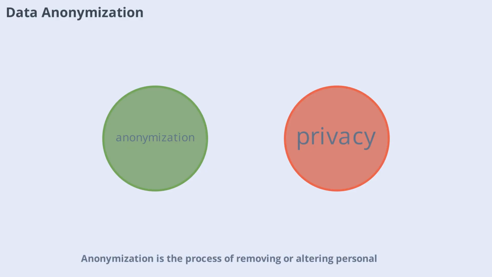Anonymization is the process of removing or altering personal identifiers from data sets so that individuals cannot be identified. This is especially important when sharing data for research or analysis. Proper anonymization helps protect privacy while still allowing valuable insights to be gained from the data.